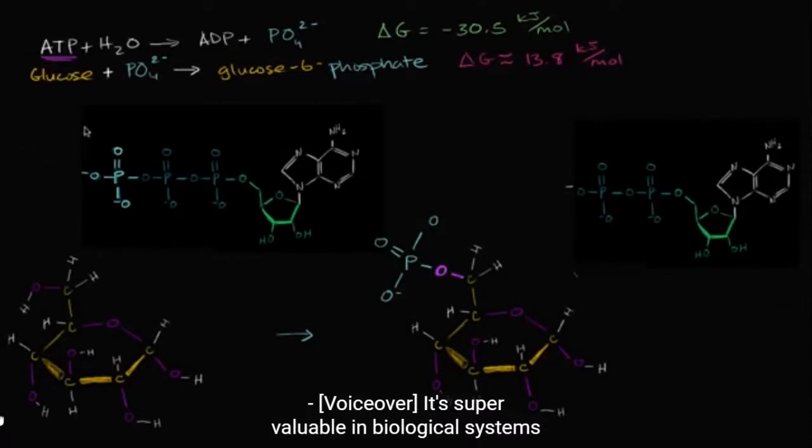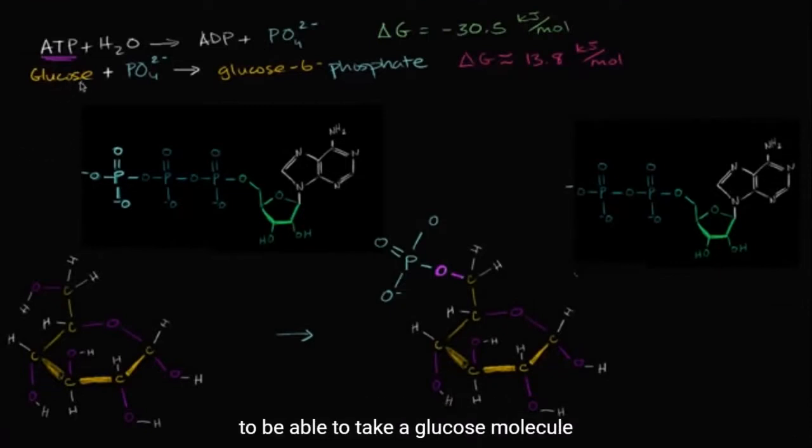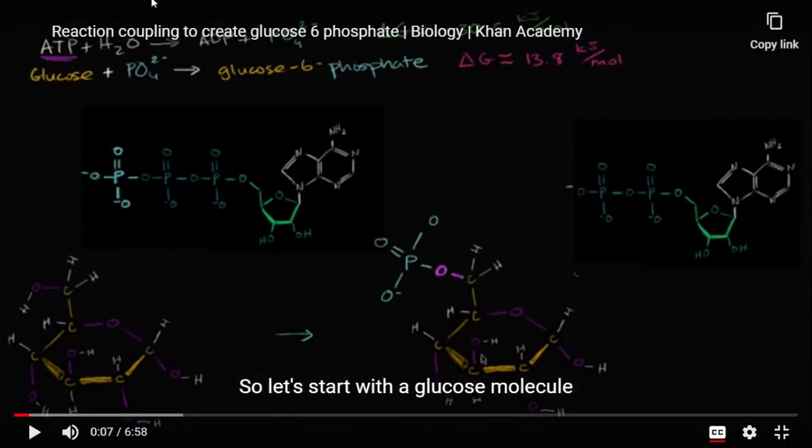It's super valuable in biological systems to be able to take a glucose molecule and to phosphorylate it. So let's start with a glucose molecule.